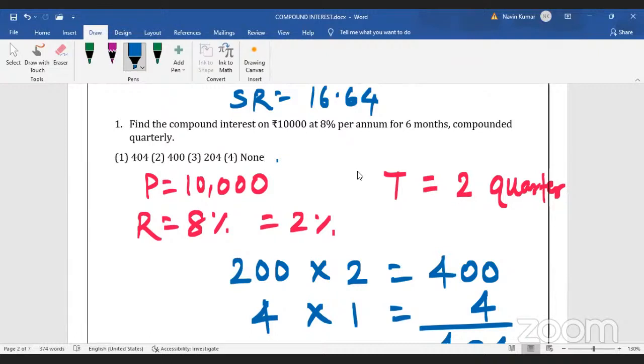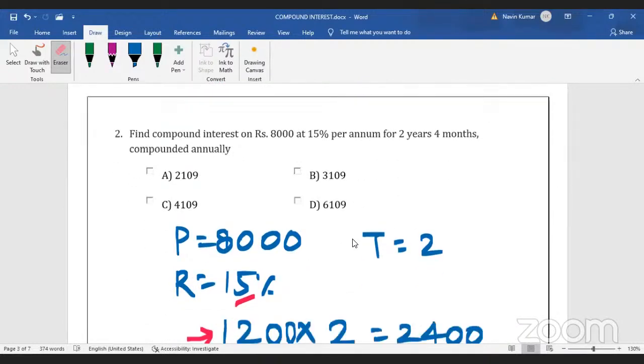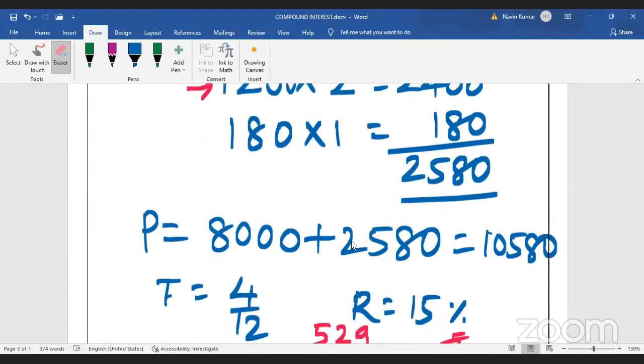So we can use this method anywhere where your time is 2 quarters, where time is 2 units. Whenever time is 2 units, you can use this method, SR, successive rate.